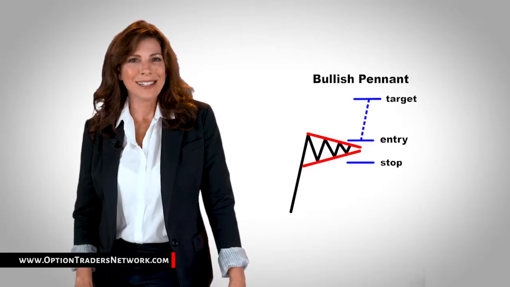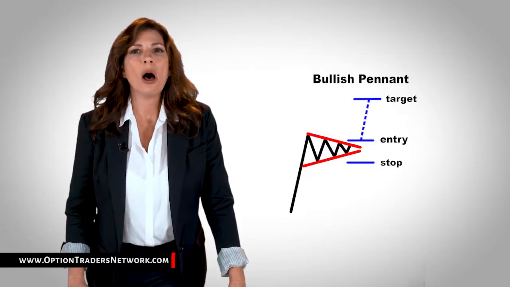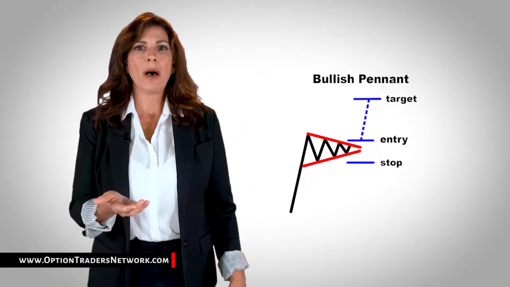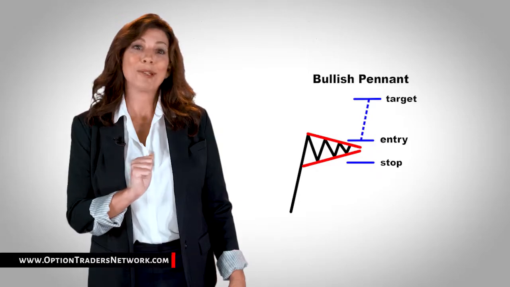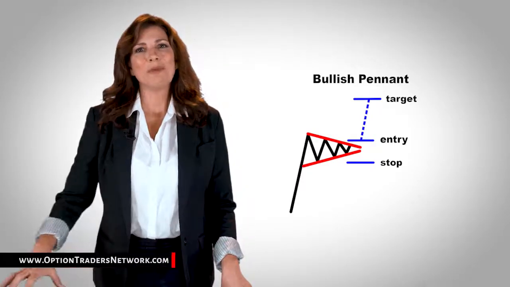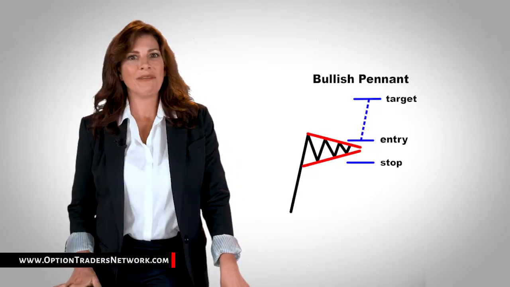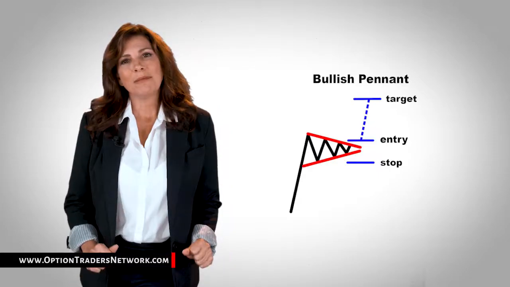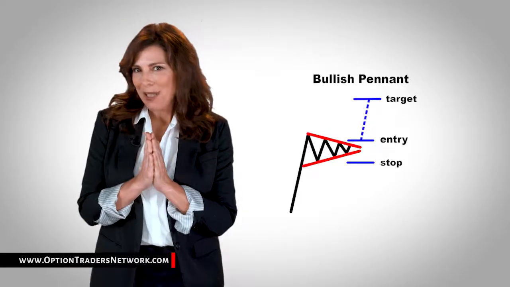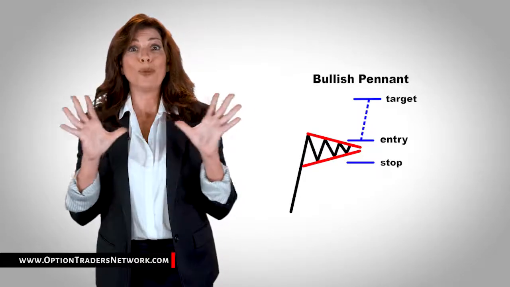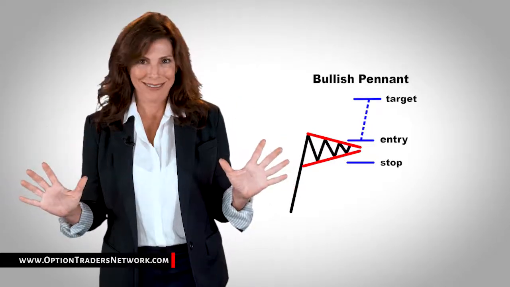To play this, we'd place our long order above the pennant and our stop below the bottom of the pennant to avoid fakeouts. Like we discussed earlier, the size of the breakout move is around the height of the mast, or the size of the earlier move. You see, pennants may be small in size, but they could signal a huge price move, so do not underestimate them.